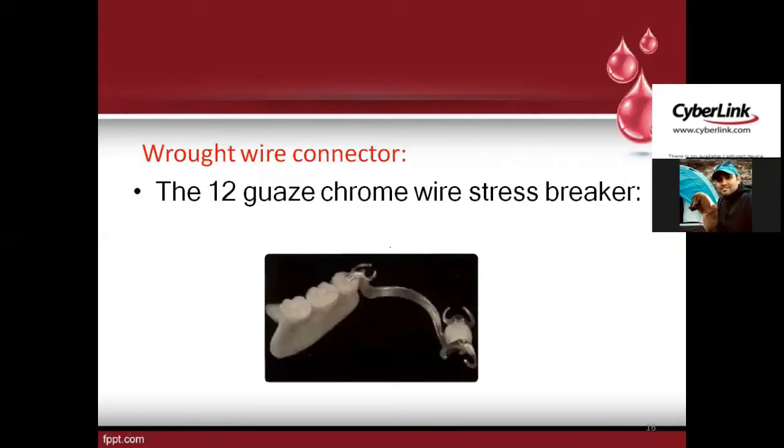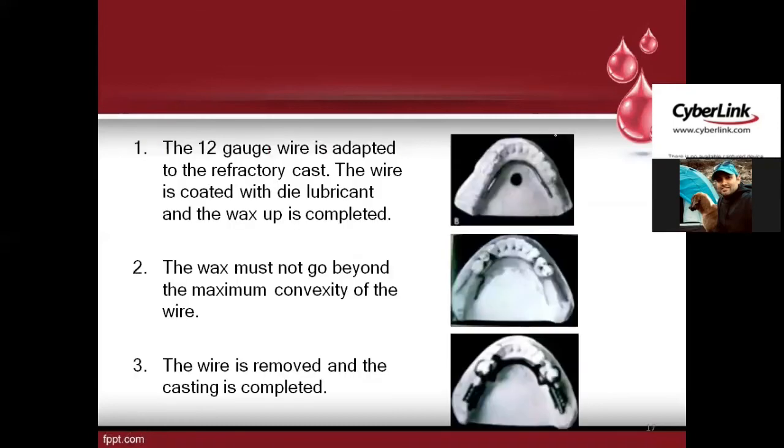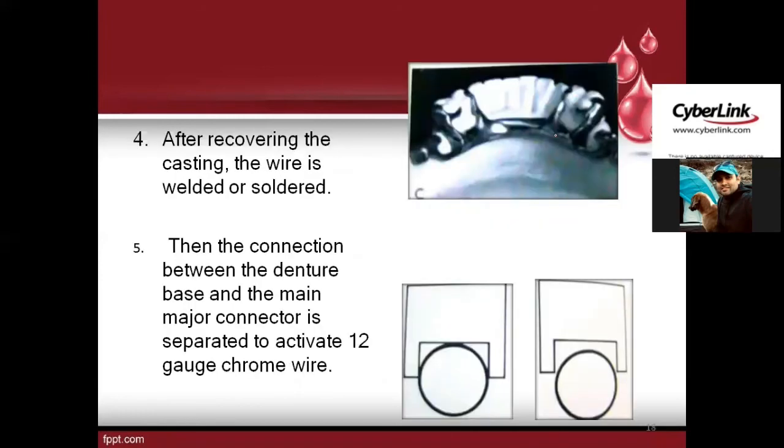Wrought wire connector, the 12 gauge chrome wire. It is a 12 gauge chrome wire stress breaker. The 12 gauge wire is adapted to the refractory cast. The wire is coated with die lubricant and the wax up is completed. Then wax must not go beyond the maximum convexity of the wire. The wire is removed and the casting is completed. After recovering the casting, the wire is welded or soldered. Then the connection between the denture base and the major connector is separated to activate the 12 gauge chrome wire.